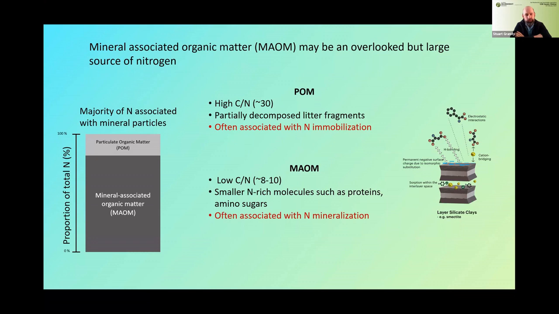The majority of soil nitrogen is associated with mineral particles in agroecosystems. It's often 80% or more of the total N is in this MAOM pool, which we operationally define as less than 53 microns. Whereas the POM has a very high C to N ratio, and it's often associated with nitrogen immobilization. This MAOM pool, this large pool, is mostly proteins and other nitrogen-rich molecules. And in the laboratory, it's often associated with nitrogen mineralization. And while some of these molecules are tightly bound to mineral surfaces, others are much more loosely associated and more available to plants and microbes.